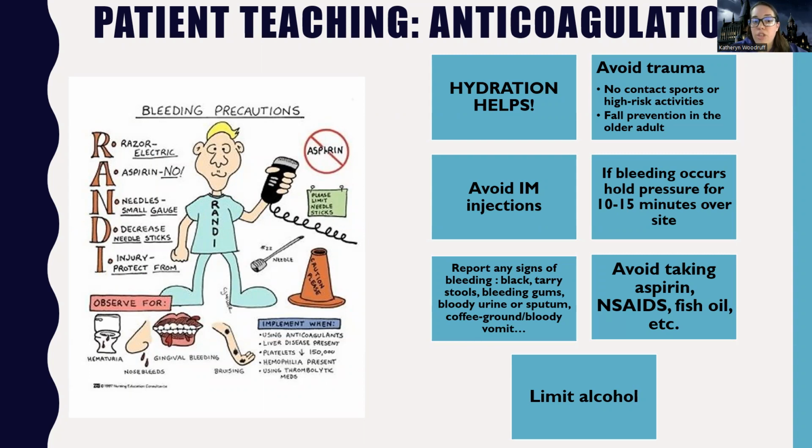These are the general bleeding precautions that we're talking about now. I want to teach the patient to avoid trauma. So no contact sports, high risk activities. In the older adult, I'm going to be worried about fall prevention. So teaching them about environmental hazards so they don't trip and fall, because bleeding from an anticoagulant as a result of a fall is really common in older patients.